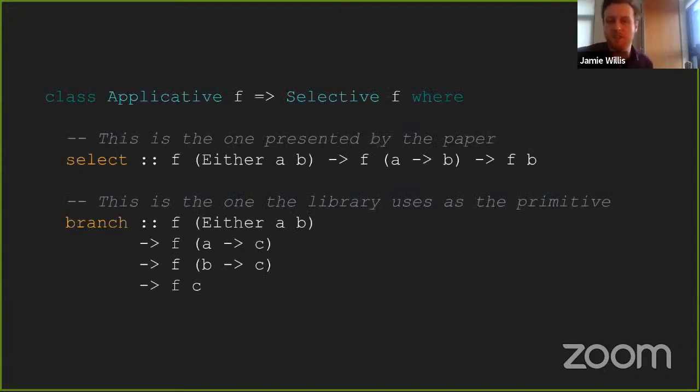So selective functors, for those that are not familiar with them, and that's more likely because they're quite new, consist of applicatives with either a select or a branch operation tacked on top. I choose to use branch because it's a bit more versatile and I think it's a little easier to explain how it works. And the basic idea is the first argument that comes in is a parser that returns an Either A B.